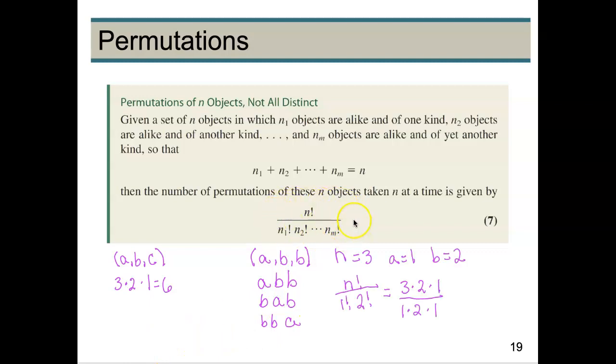So the way we take this into account is we use this formula. In our example, N is 3. We have three elements. A occurs one time, B occurs two times. So to use this formula, I'm going to have 3 factorial over 1 factorial times 2 factorial. And that's going to be 3 times 2 times 1 over 1 times 2 times 1. You can see all this is going to cancel, and I am just going to be left with 3, which is the number of permutations I found when I repeated my B.